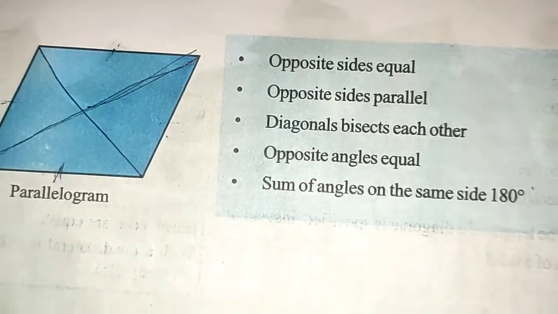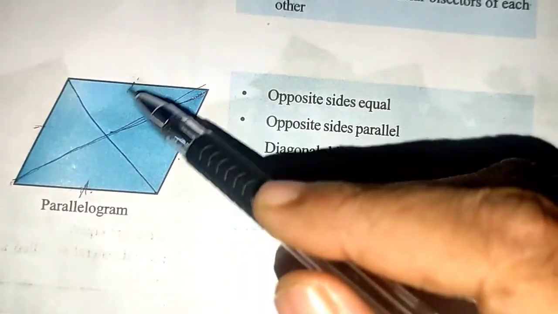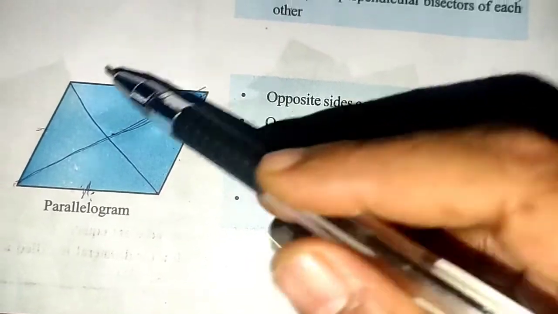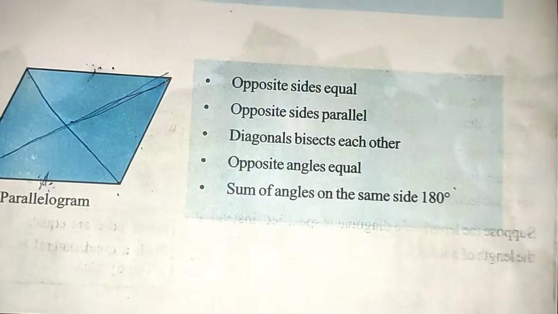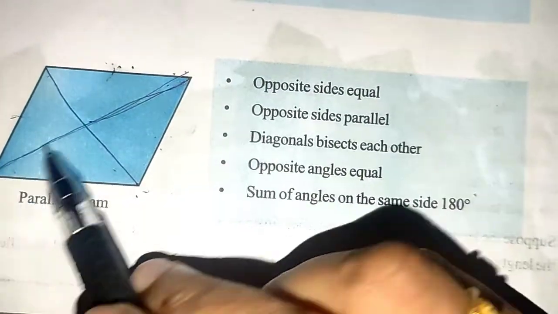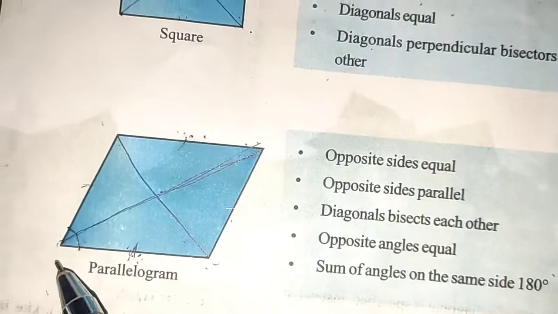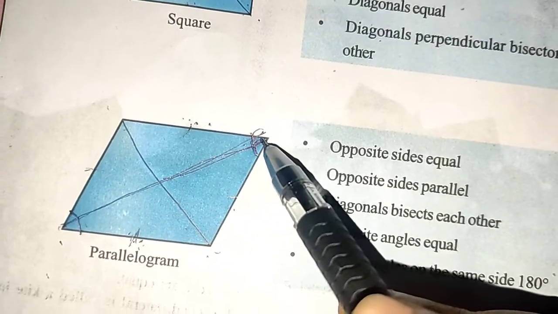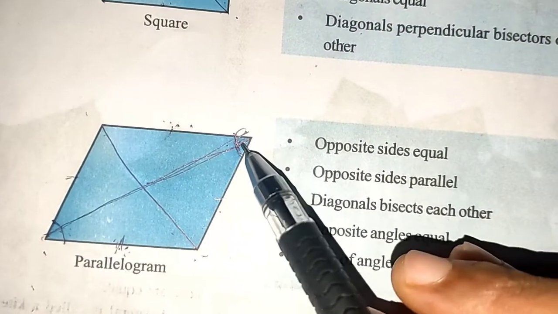We know all these things from the first chapter. Do you remember our first chapter? Yes, from the first chapter we know all these things. In a parallelogram, opposite sides are parallel, opposite sides are equal. Diagonals are not equal. Keep in mind, diagonals are not equal for a parallelogram, but diagonals bisect each other. And opposite angles are equal. Which are the opposite angles here? See, this one and this one. These two are opposite angles. Those two angles are equal.